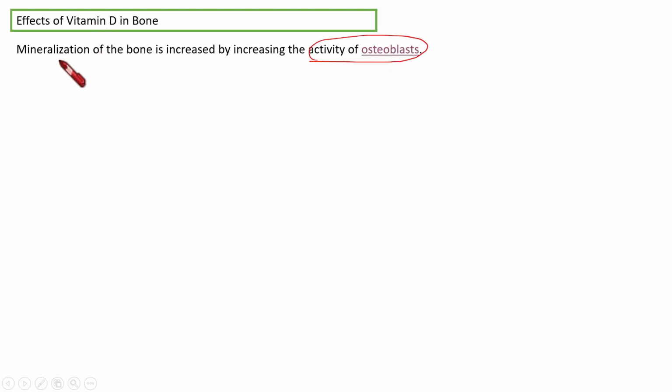Then what do you mean by mineralization? Mineralization simply means the deposition of calcium and phosphate in the bone matrix for building or making up the bone. So that process is mineralization. How that function happens, that's what I am going to explain. That happens by increasing the activity of osteoblasts.